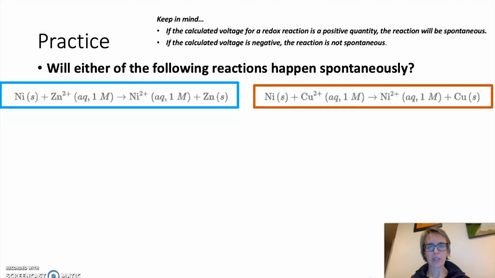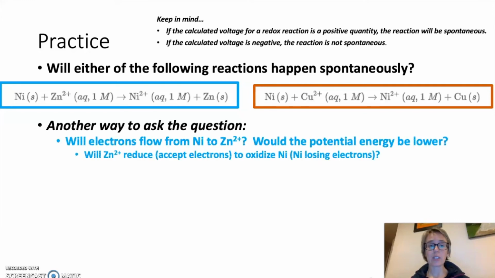How to answer this question, we can keep in mind that if that calculated cell voltage is positive, the reaction will be spontaneous. So we could calculate that cell voltage. Let's also kind of think holistically about this question and think about other ways we can phrase the question. Since in the first reaction on the left, we said, well, nickel's oxidizing, zinc is reducing.